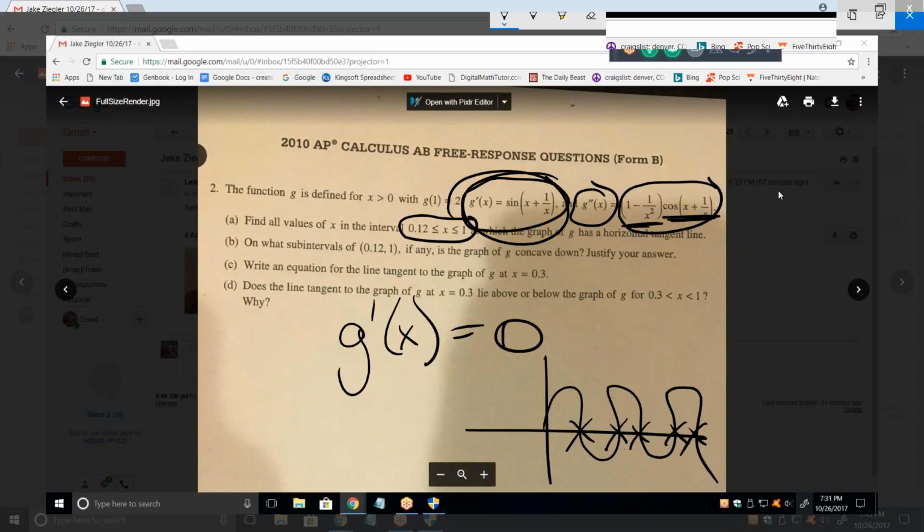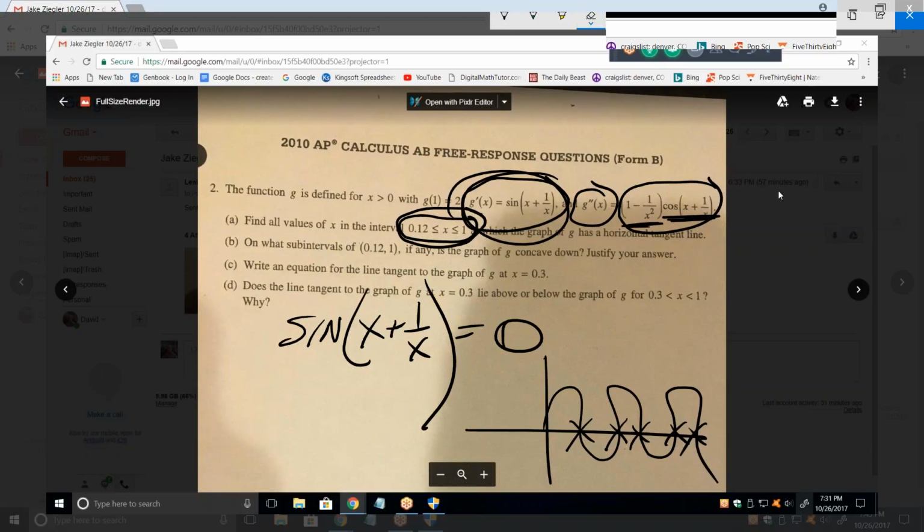So you not only have to solve the equation that sine of x plus 1 over x is equal to 0. In other words, this is definitely the next step. Sine of x plus 1 over x, that's the derivative, has to equal 0. And there's going to be an infinite number of answers for x, but we're looking for the x that is in that interval. That makes it particularly hard.